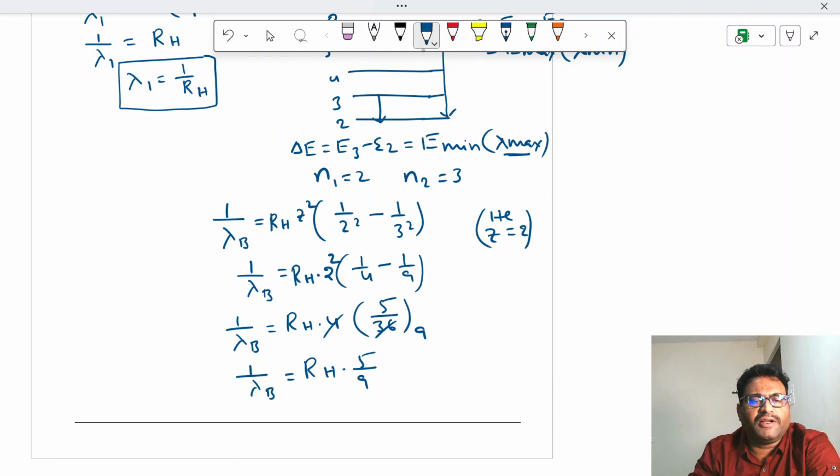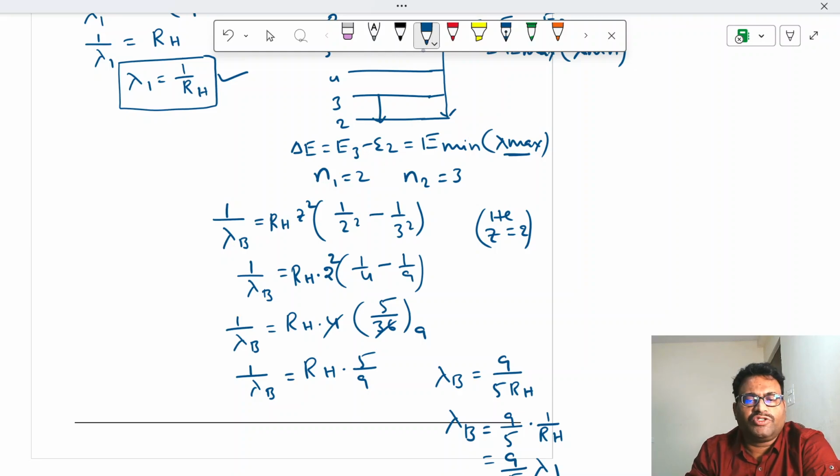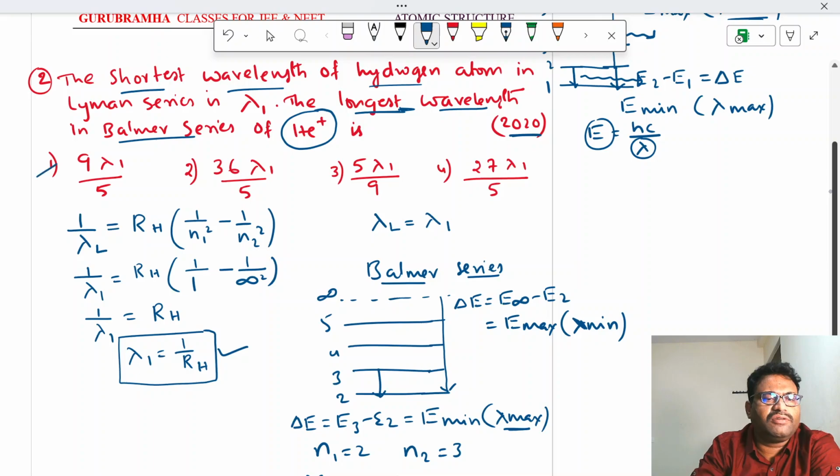So if you make lambda Balmer series move into the numerator position, what do you get? 9 by 5 RH. So lambda B is equal to 9 by 5 into 1 by RH, which is equal to 9 by 5 lambda 1, because we have already studied that 1 by RH is lambda 1. So the wavelength of the Balmer series will be 9 by 5 lambda 1. So this will be the answer. Okay.